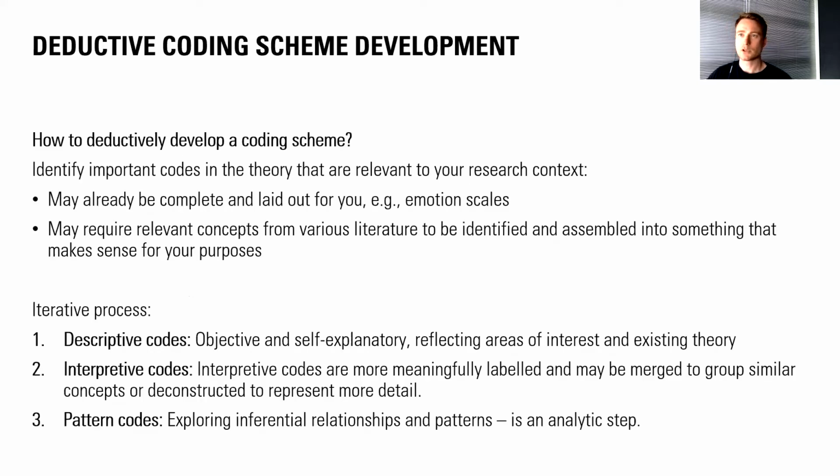Okay, so how do we go about developing a coding scheme deductively? Well, it generally just involves a lot of reading. So we're reading literature, we're reading documents, and we're extracting and identifying codes and theory that are relevant to your research context. I alluded to this before, so you may already have a complete theoretical framework laid out for you. An example of this might be some established emotion scales. So how people feel, how we distinguish different emotions. If you're looking at someone's emotional experience interacting with an environment, for example, that could be applicable.